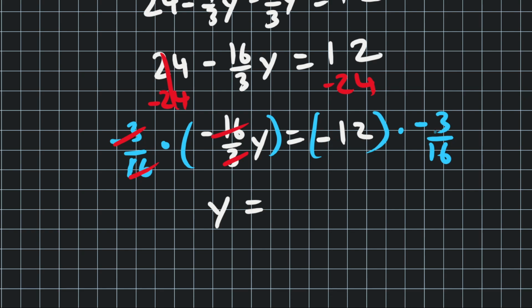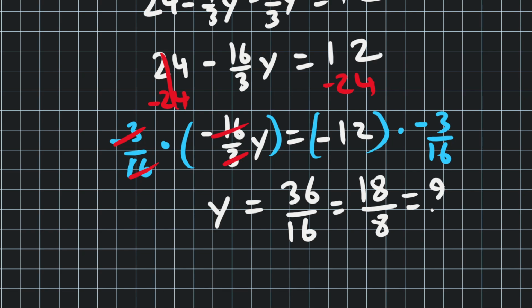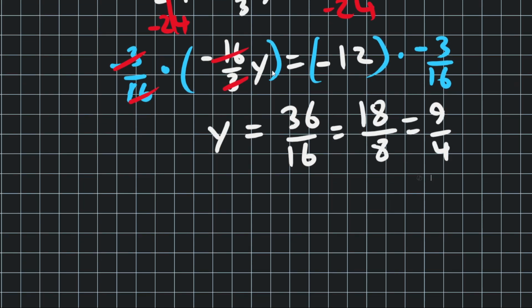Negative 12 times negative 3 is actually positive 36. So 36 over 16 on the right side. This simplifies to, we divide the top and bottom by 2, 18 over 8, which simplifies to 9/4. So in other words, y equals 9/4.